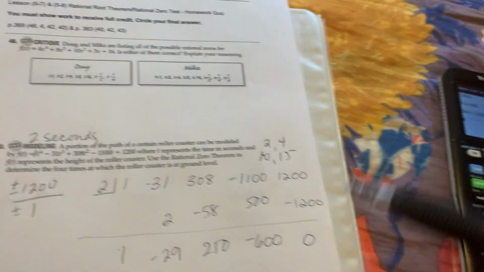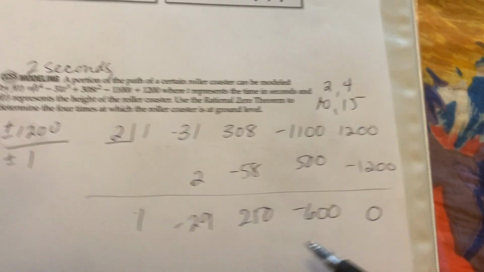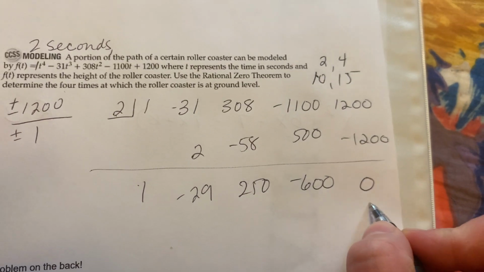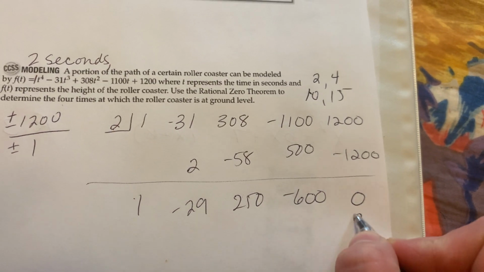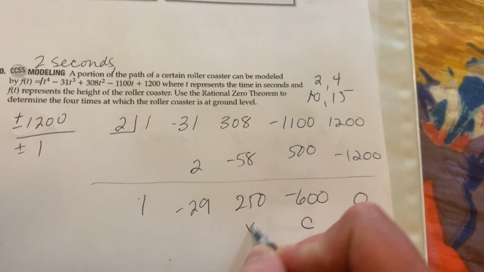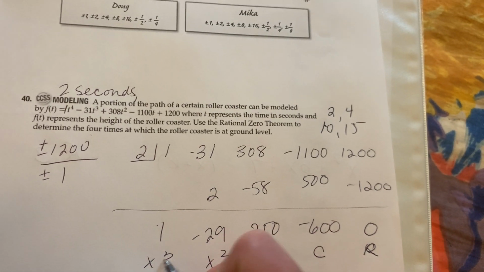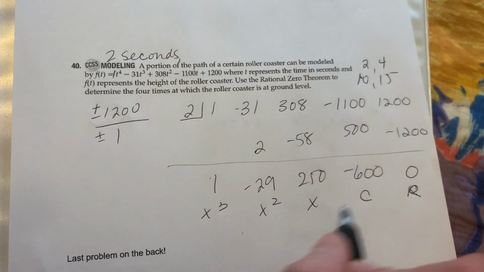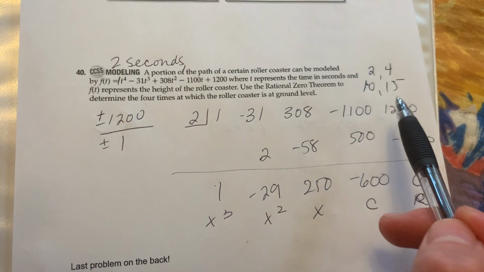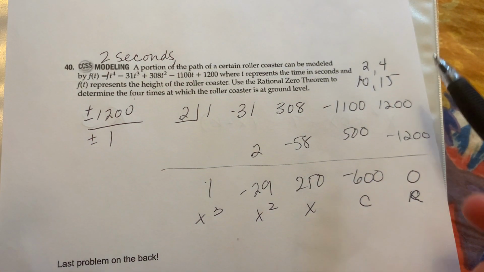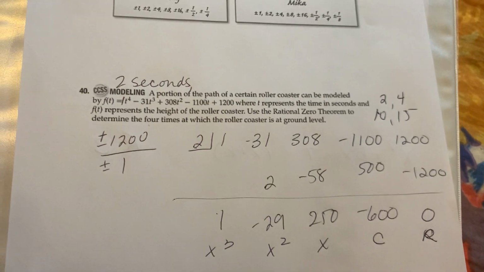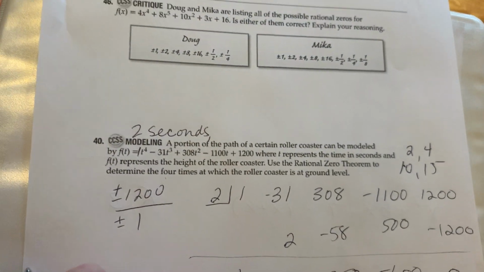Okay, so you're imagining a roller coaster. 2 seconds, 4 seconds, 15 seconds. Let's make sure they're right. So now we're down to this polynomial, which is remainder of 0, constant, x squared, and x cubed. So we're going to use this again now, and you can take any one of these. You just don't use the same one again. So we could use 4, 10, or 15. I'm just going to use 4, and we'll put it here.